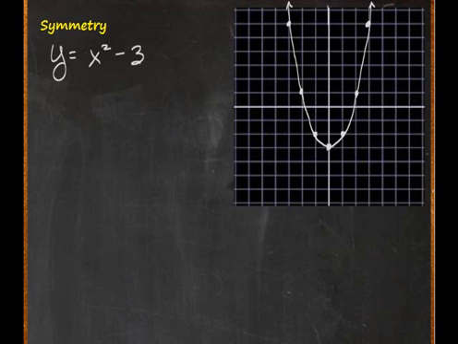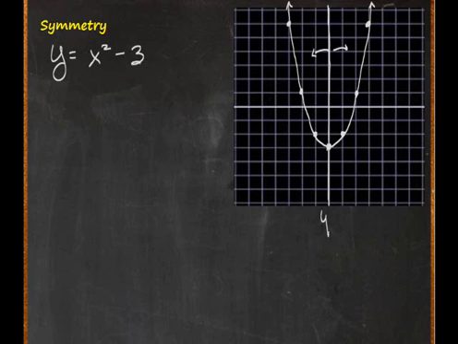and you'll notice that if you envision this line, which is the y-axis, running right down the middle, the graph is the same on the right as it is on the left. So it is what is called symmetric. And the line that it's the same on the left and right of is the line of symmetry, which in this case is the y-axis. So this graph would be symmetric to the y-axis.